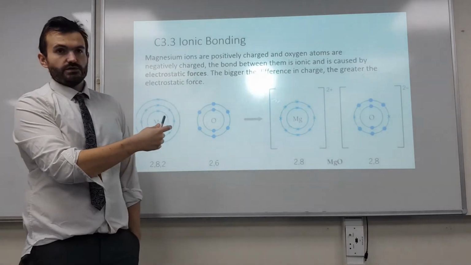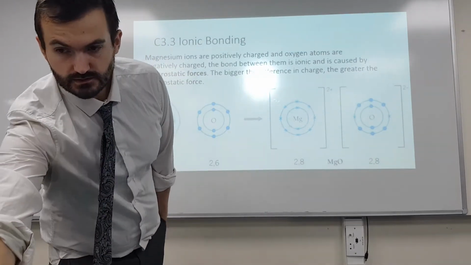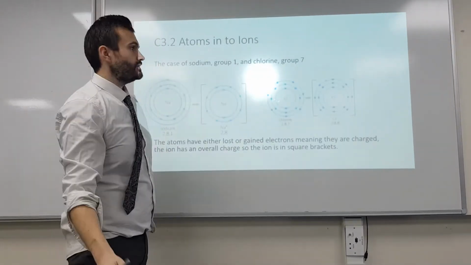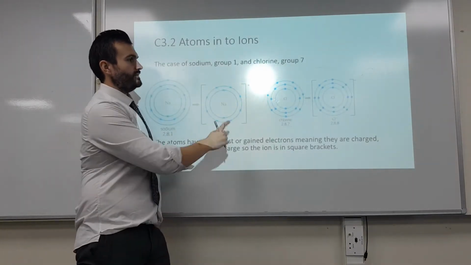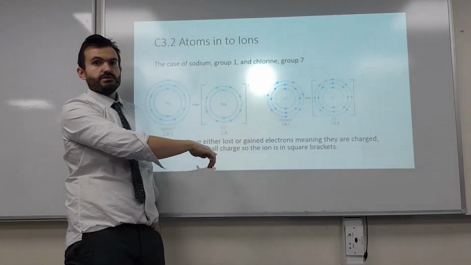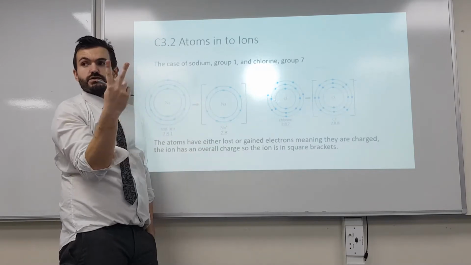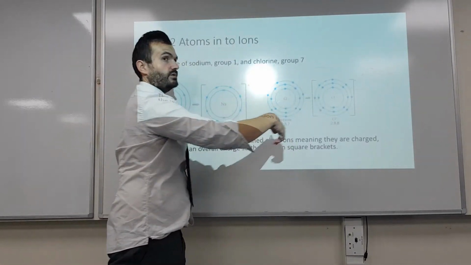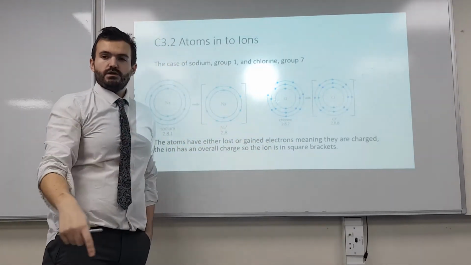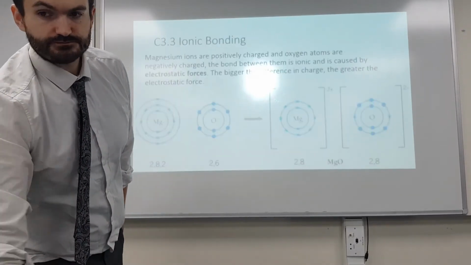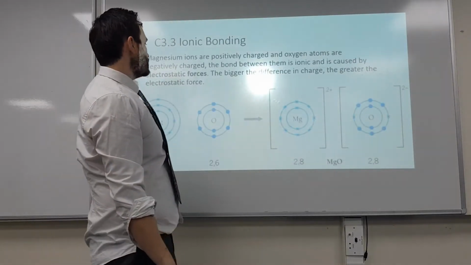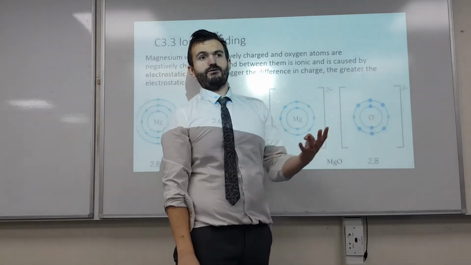This magnesium oxide will have, if we go back to sodium chloride, so if we put these next to each other, it would be sodium chloride. The charge difference is 2. We've got +1 and -1, so the charge difference is 2. If you go to the next one, we've got magnesium oxide, the charge difference is 4.